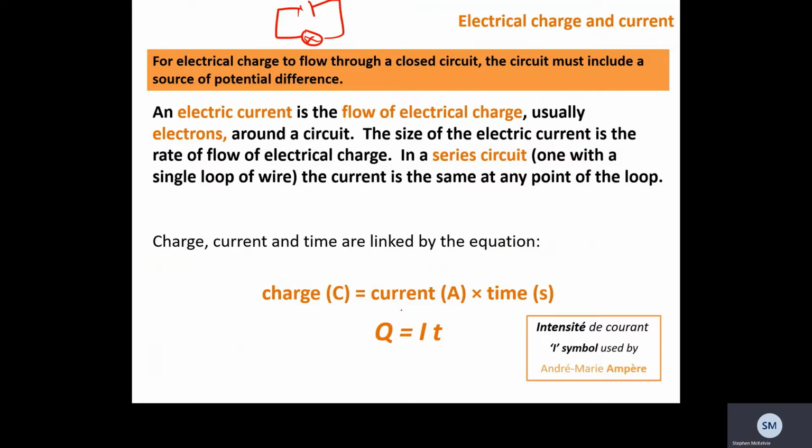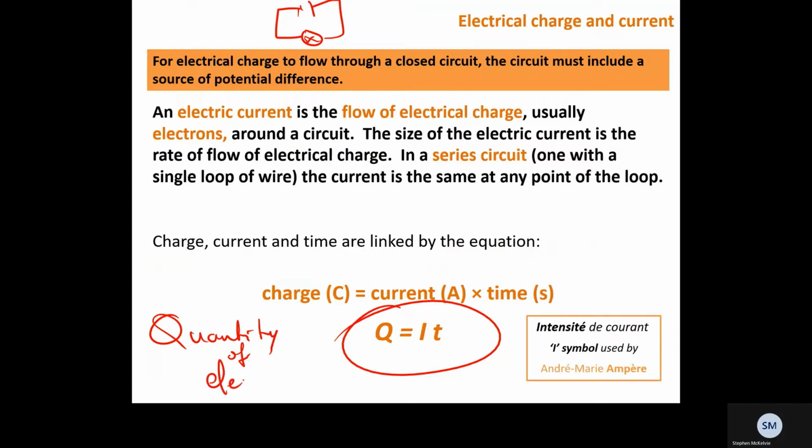This is the equation for charge. Q is equal to I times T. The reason why we use the symbol Q is because it's referring to the quantity of electrons. More electrons makes more charge.